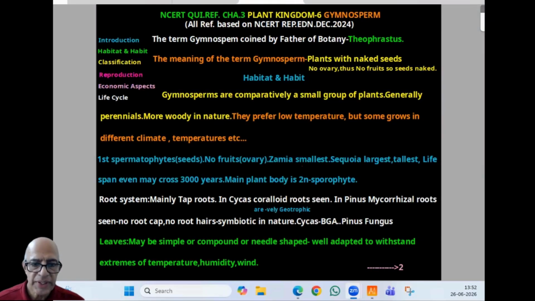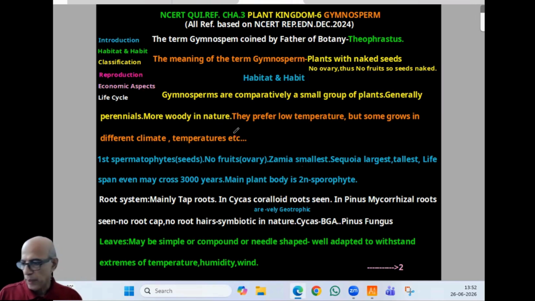For convenience, I will share the screen so it will be easy for you. We can also save time. I think the screen came, so we can proceed. Okay, so we're starting with the plant kingdom 6th Gymnosperm Quick Reference.